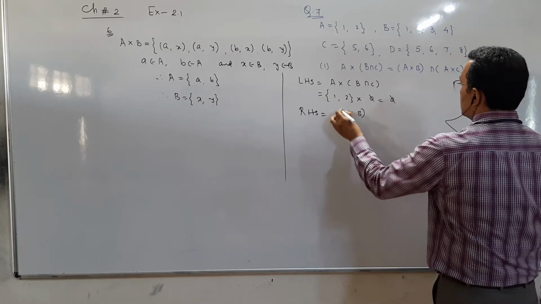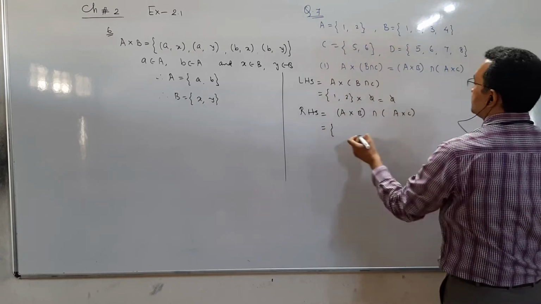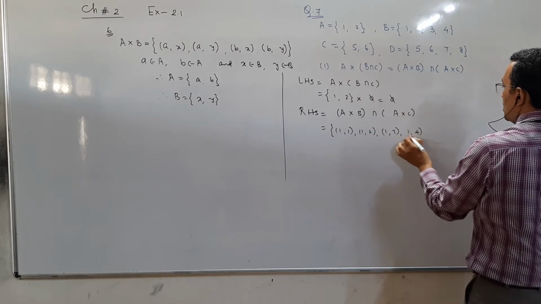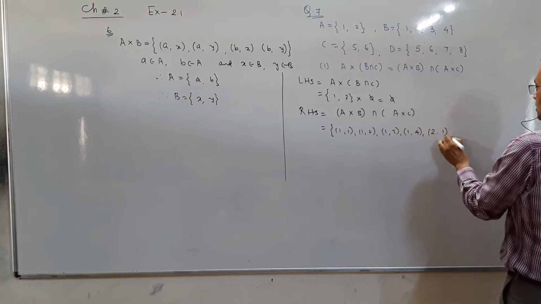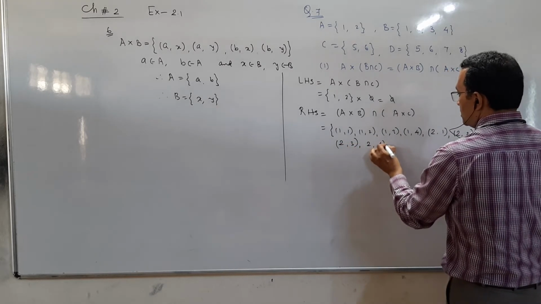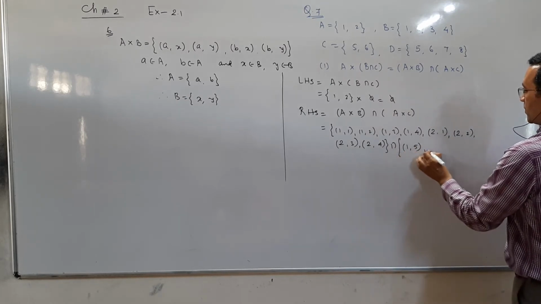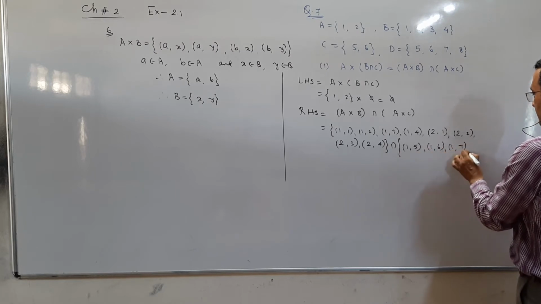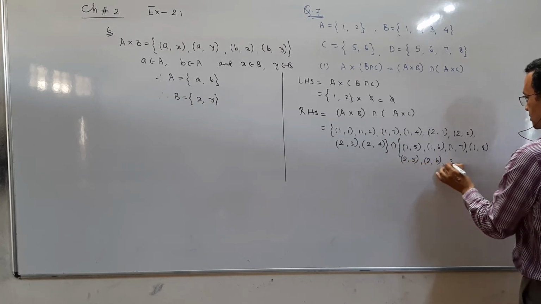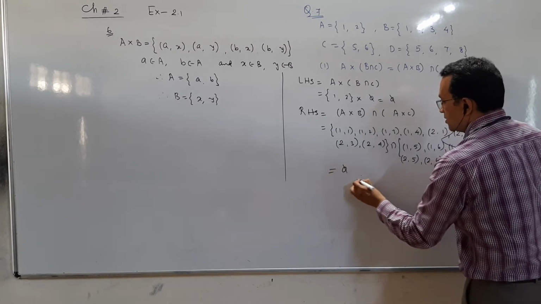(A cross B) intersection (A cross C). Let us operate A cross B. It is (1, 1), (1, 2), (1, 3), (1, 4), then (2, 1), (2, 2), (2, 3), (2, 4). Its intersection with A cross C: (1, 5), (1, 6), (1, 7), (1, 8), (2, 5), (2, 6), (2, 7), and (2, 8). Definitely, check again, this intersection is the null set.